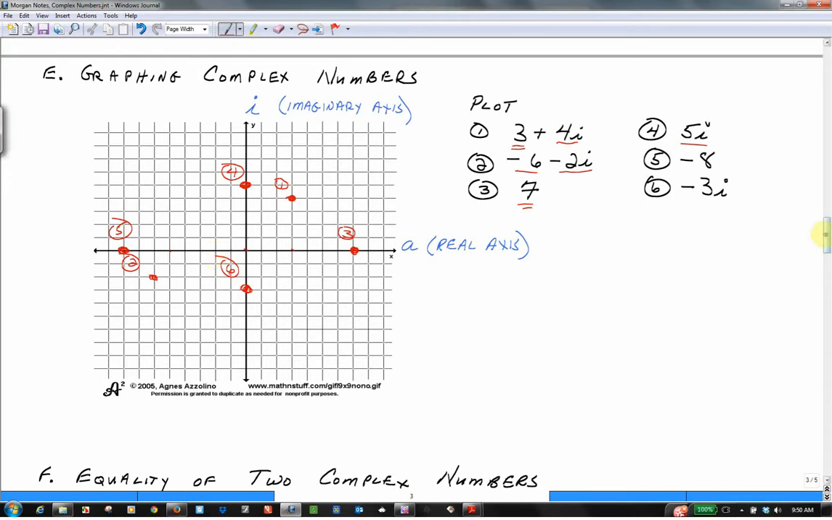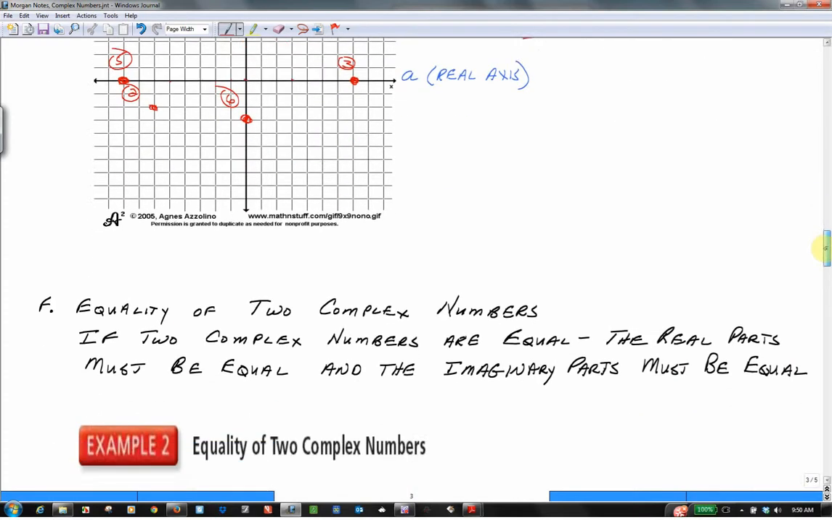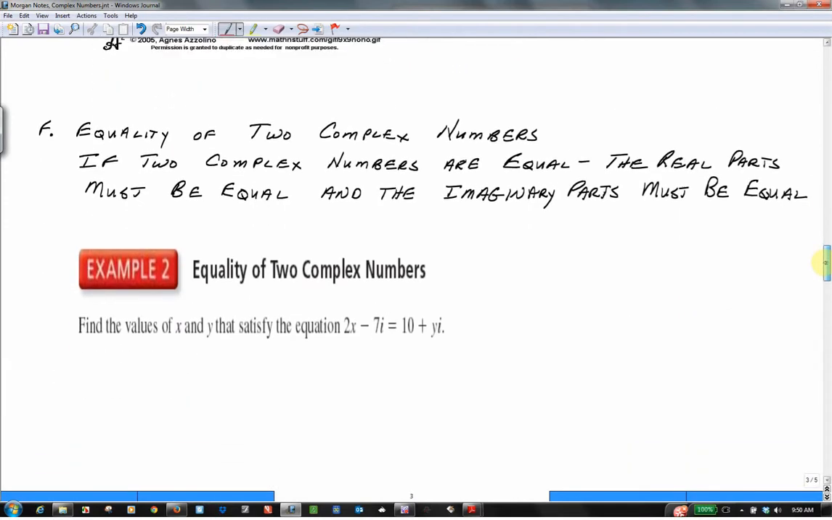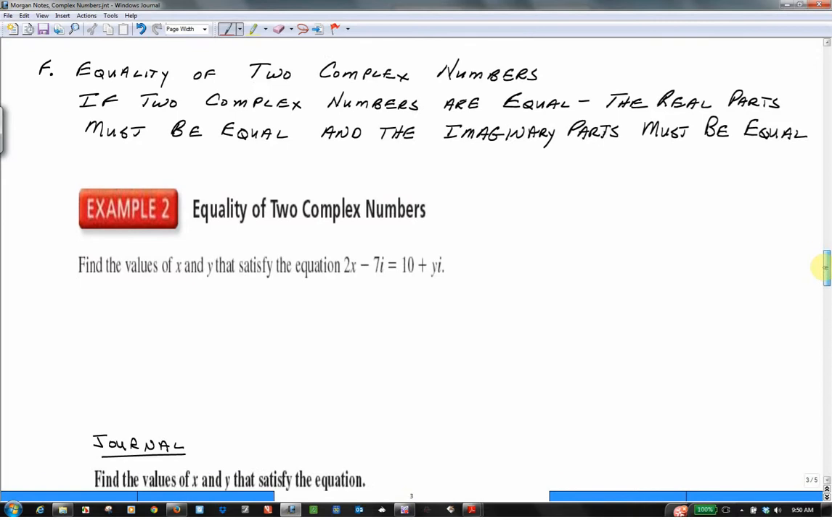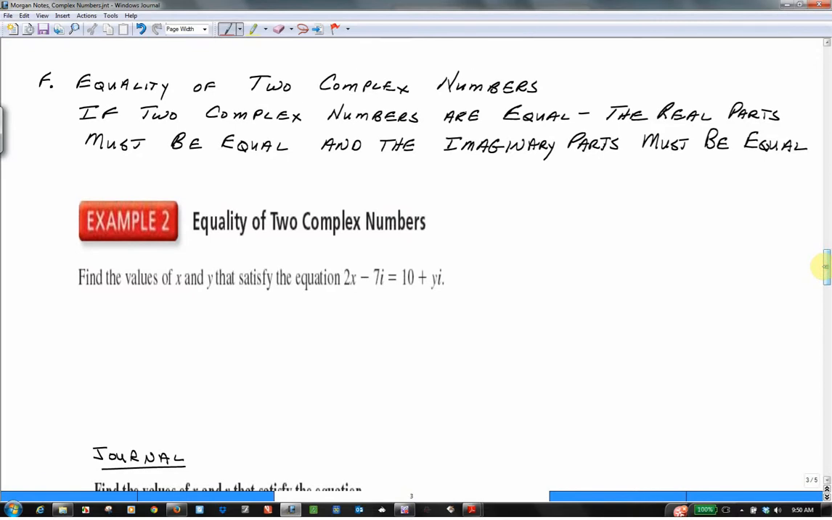Let's go on to the next little piece that's in your book, and it's called the equality of two complex numbers. Basically, it says if two complex numbers are equal, then their real portions must be equal, and their imaginary portions must be equal. Say, for example, on this one, we see that this complex number, 2x plus 7i, is equal to 10 plus yi, so the real portions must be equal to each other. So 2x must be equal to 10, x would have to be equal to 2.